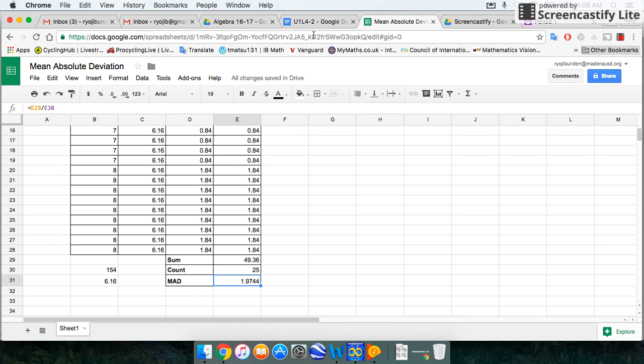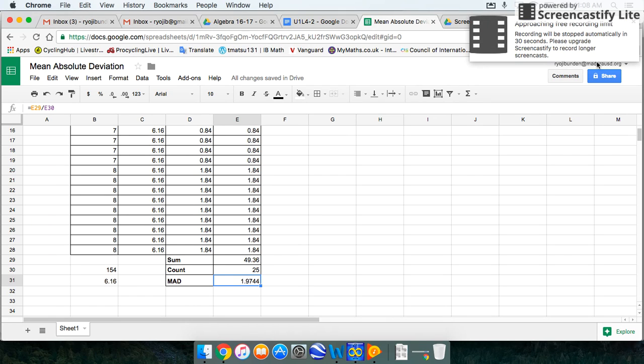So given our entire data set of 25 different values, the average age of a car is 6.16 years, and the mean absolute deviation is 1.97 years, which means that given any car in that sample, the age is going to be 6.16 years, or we can go 1.97 years above that, or 1.97 years below that. All right, hopefully this helps.